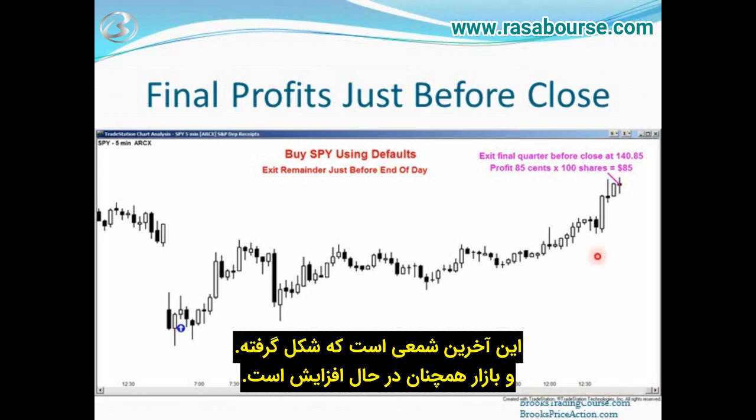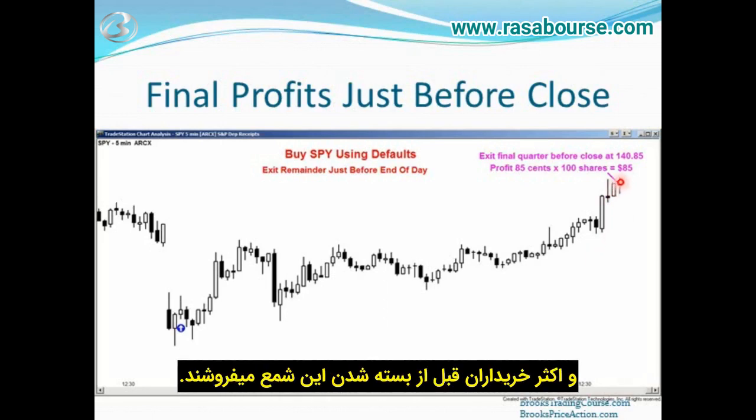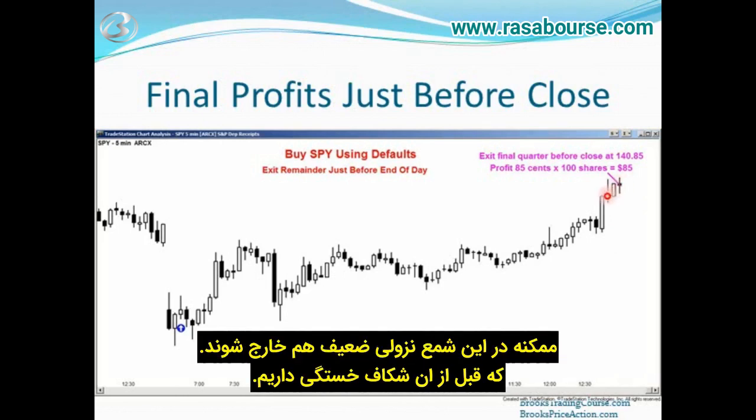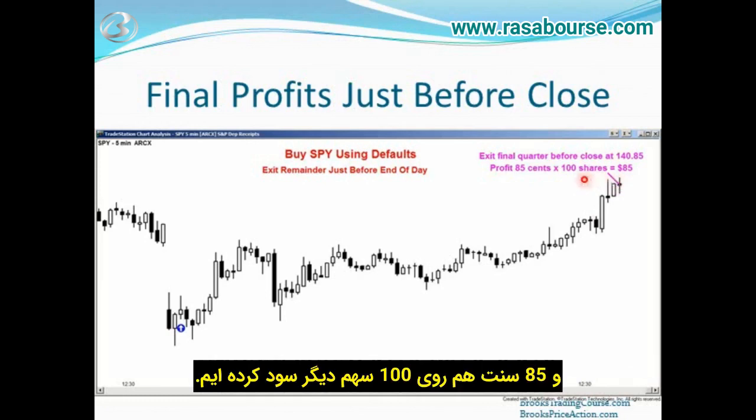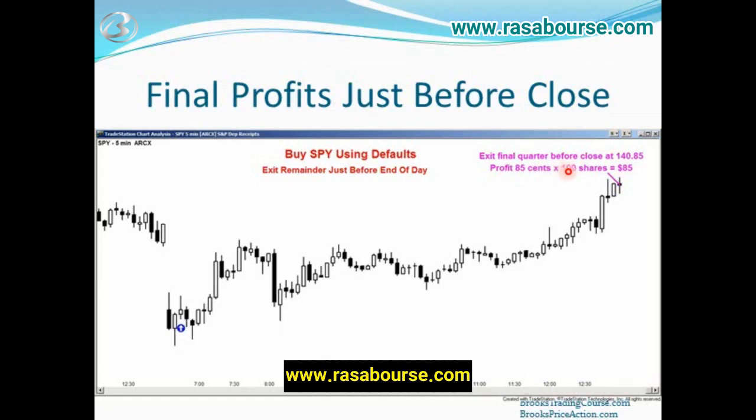Okay, this is the last bar of the day, and we're still rallying, and most bulls would get out right before the close. They might get out here on this weak bear close after a possible exhaustion, but let's say you exited right before the close. You would have exited with 85 cents profit on your remaining 100 shares.